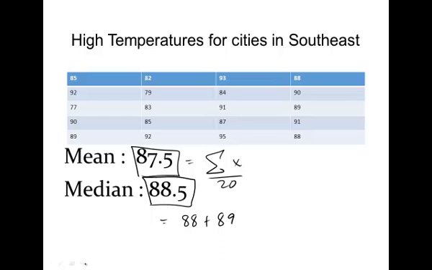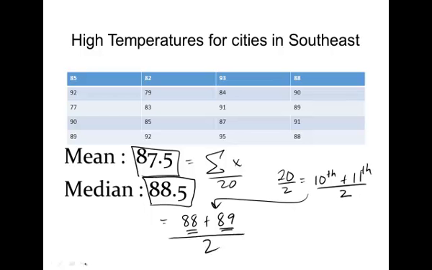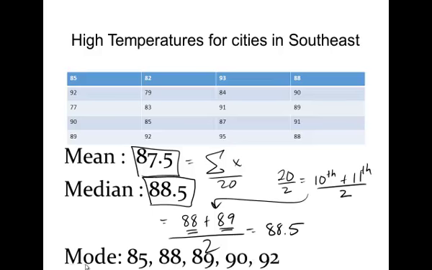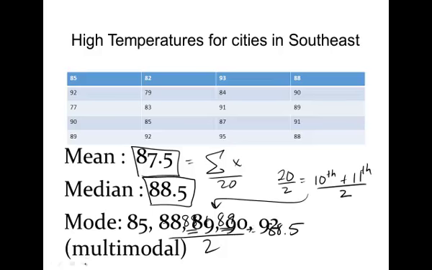So remember, the middle value here is going to be 20 divided by 2, which is the 10th, plus the 11th, divided by 2. So this must have been the 10th value in the list. This is the 11th, and then the divided by 2 would be 88.5. So that's why the median is not one of the values on that list. So in this case, the modes are 85, 88, 89, 90, and 92. So it is a multimodal.